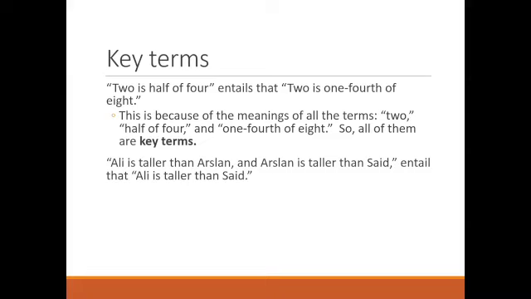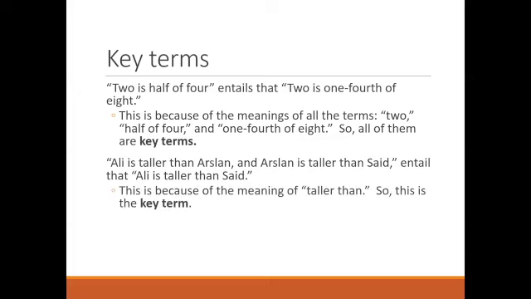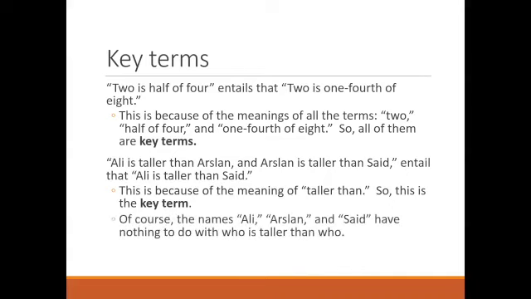Ali is taller than Arslan, and Arslan is taller than Said, entail together that Ali is taller than Said. This is because of the meaning of taller than, so this is the key term. Of course, the names Ali, Arslan, and Said have nothing to do with who is taller than who.